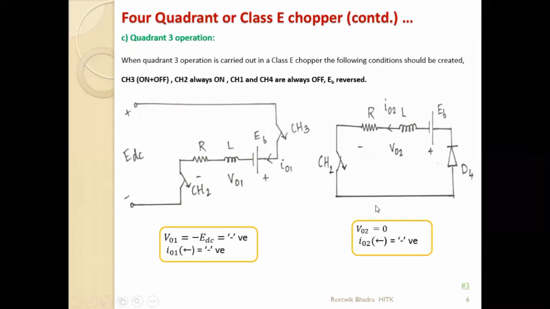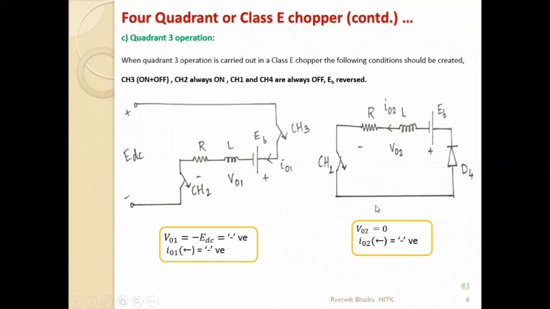Now next is quadrant 3 operation. When we are doing quadrant 3 operation, so if you recall the fact what I have told, which switch should be operated? CH3. So CH3 should be on and off. CH2 will be always on, condition over here. CH1 and CH4 are always off with EB terminal reversed. Because last day we had studied in class B chopper, class D chopper, in order to get your negative voltage, because third and fourth quadrant has negative voltage, we should reverse our EB. So in this terminal, EB is reversed. So see in my diagram, EB has been reversed.